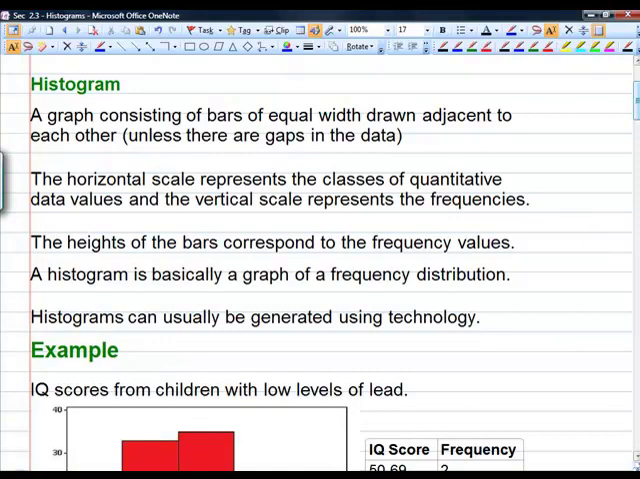gaps in the data. The only reason the bars would not touch in a histogram is if you had zeros for a frequency count there. So on a histogram, the bars touch. This would be different from a bar graph where the bars don't touch. On a histogram, you're talking about quantitative data. If the bars don't touch, we have a bar graph.